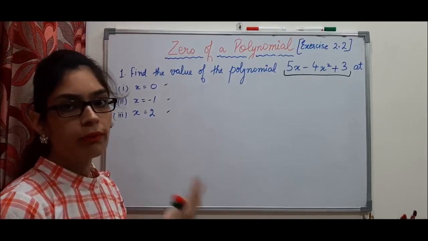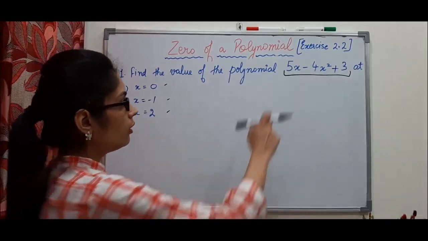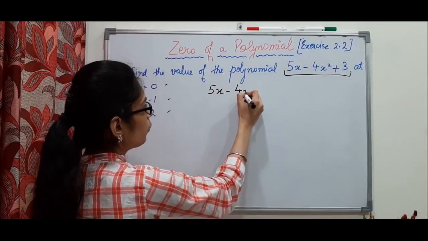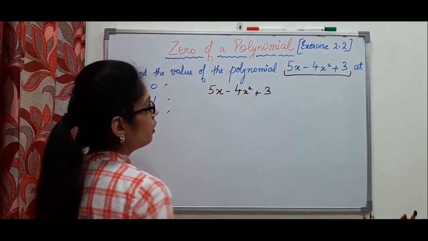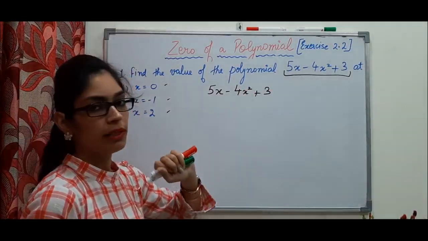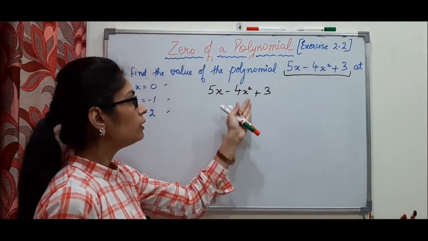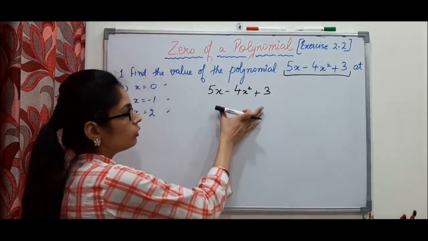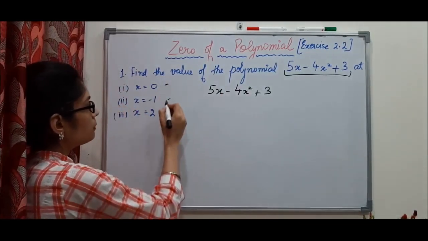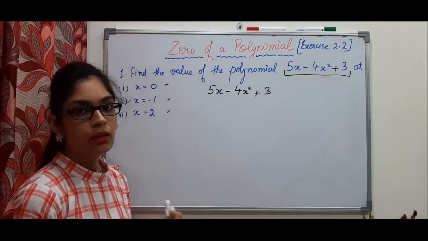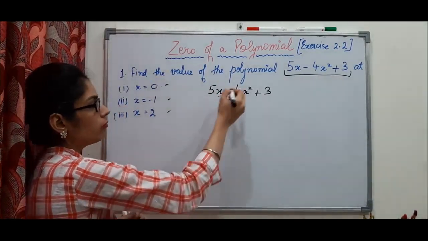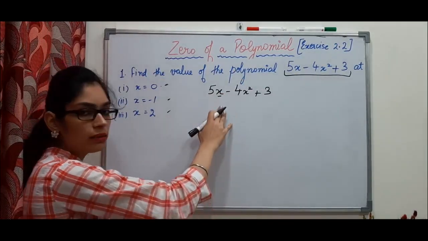Third part you have to try it yourself. Now this polynomial is given to us, 5x minus 4x square plus 3, and this polynomial is a quadratic polynomial since the highest degree of the variable is 2 and the variable of this polynomial is x. So for this polynomial we have to find the value by substituting these values of x. What we have to do, we have to substitute first 0 wherever we see x. So in place of x you have to write 0.